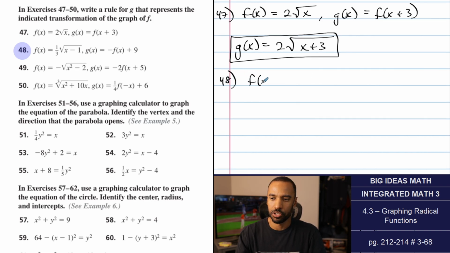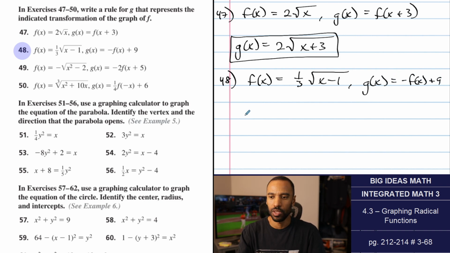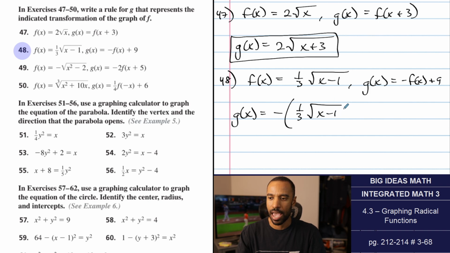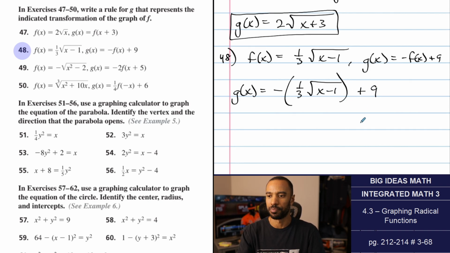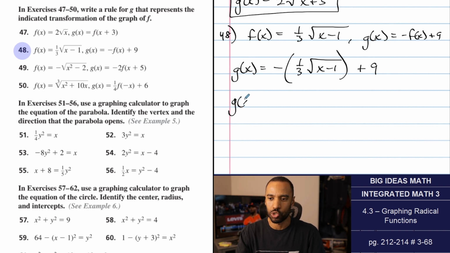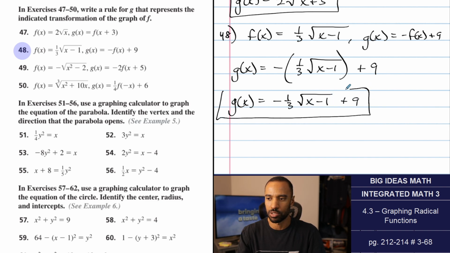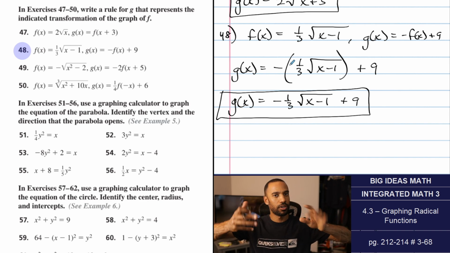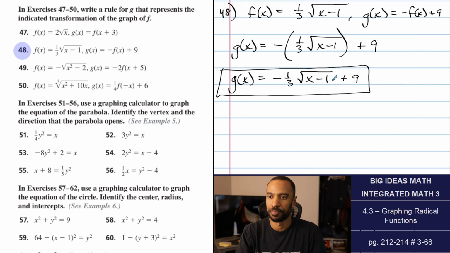Number 48. Here's our original f of x. And here's our g of x. Okay, so for g of x, we're going to take the opposite of our f of x. Here's our f of x. And then we're going to add 9 to the result. So the 9 doesn't get the negative distributed into it, so it's basically negative 1/3 times square root of x minus 1, and then the plus 9 is after, and that's the result of g of x. Flipping it over, translating 9 units up.